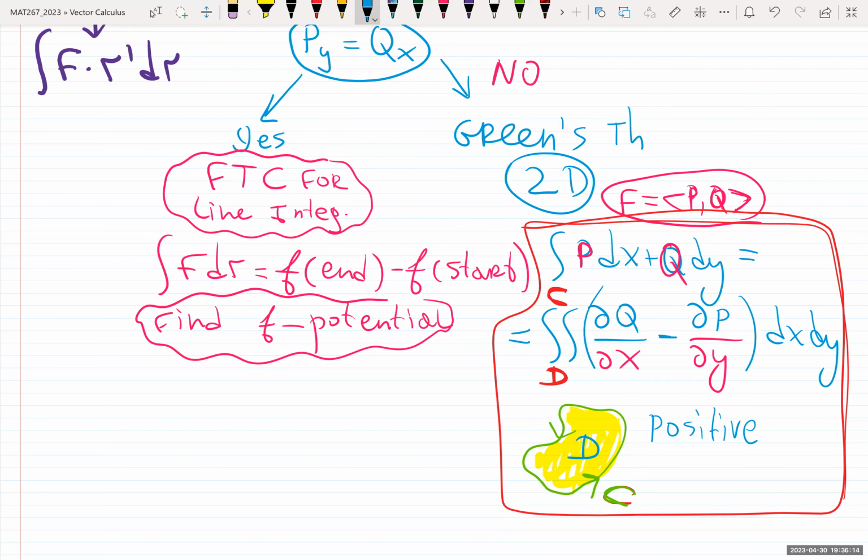Let's do an example. So we have C. If C, say, is positive, we keep it as it is. But if C is negative, I'm pretty sure we're just switching the order of these, basically, or just switching the sign to make it positive.